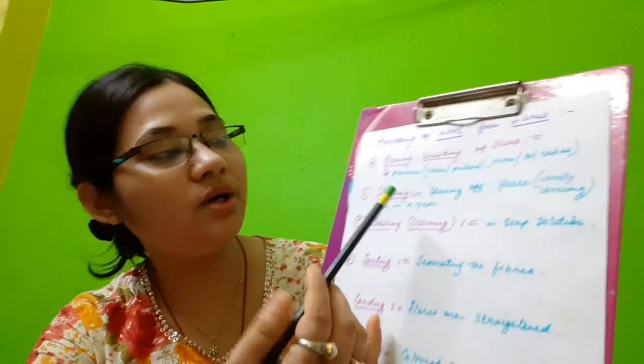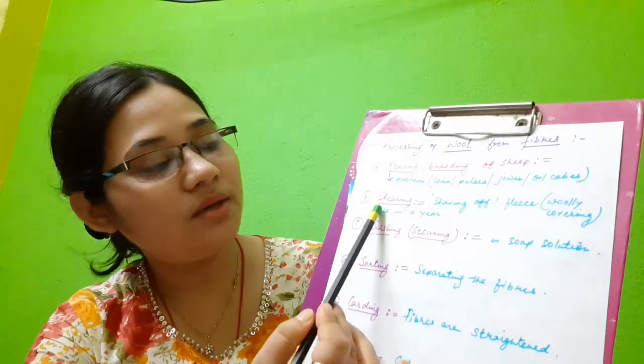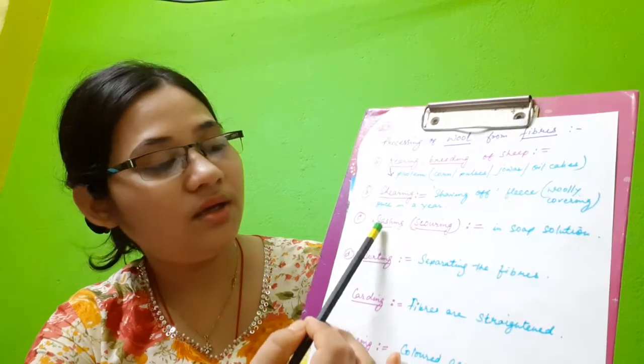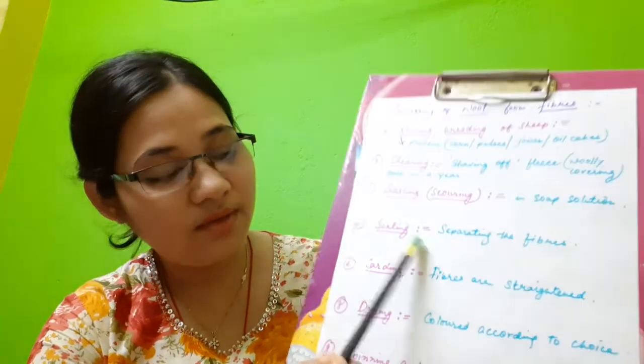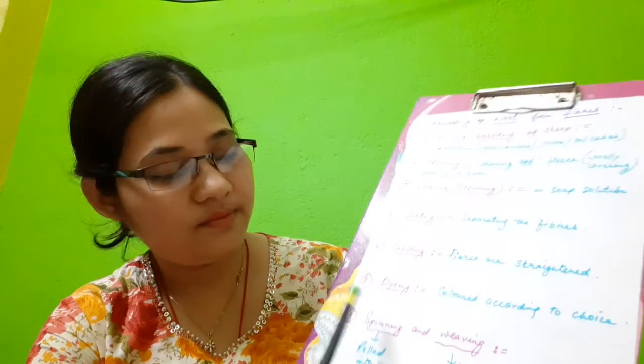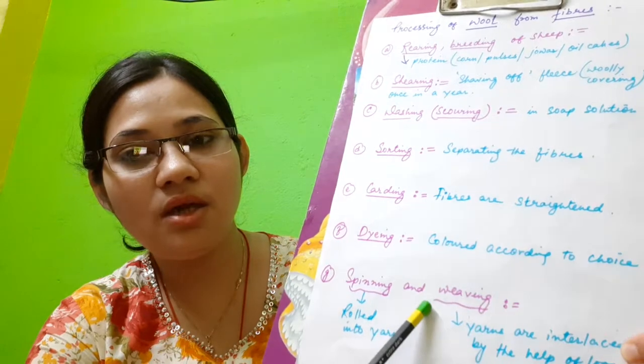So in this way, sweaters and mufflers are produced. So these are the processes of obtaining wool from fiber. What are they? Rearing and breeding of sheep. Then comes shearing. Then comes washing or scoring. Then sorting. Then carding. Then comes dyeing, and finally spinning and weaving.